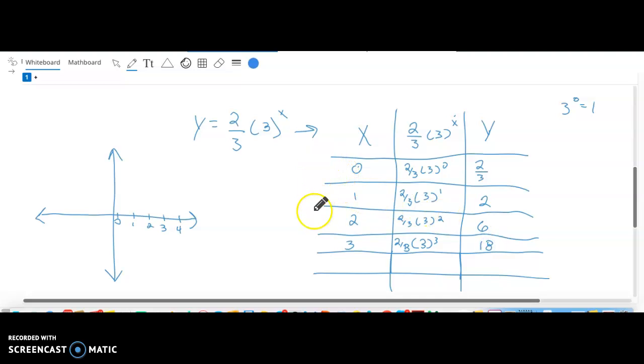So we can see as our x goes up, our y also goes up. So we know that's an exponential growth. So we have 2/3, which is about 0.6. So we have 0.6, 2, 6, 18. So it's an exponential growth.